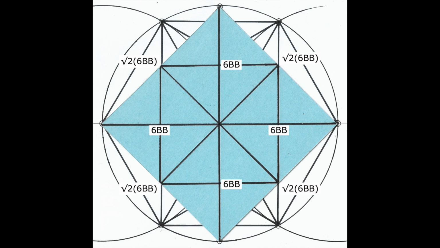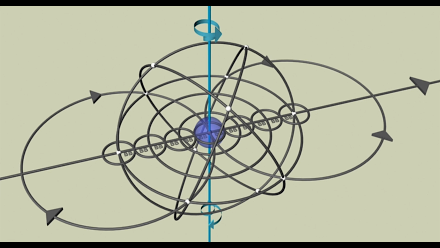times 6BB. We have shown how circles can self-organize using the plane of the level playing field. The next video shows these self-organizing properties bursting out from the center in all directions.